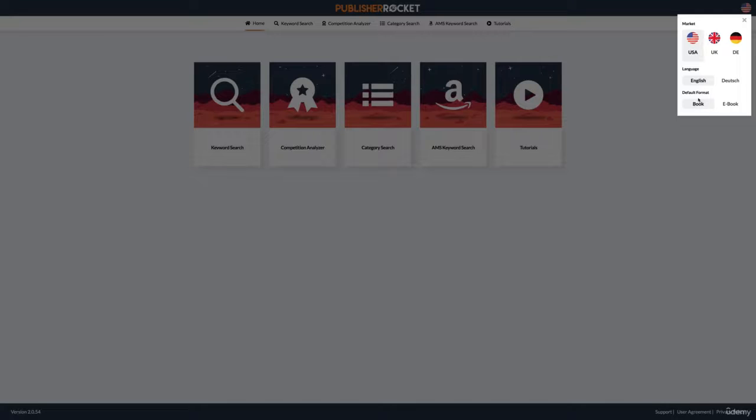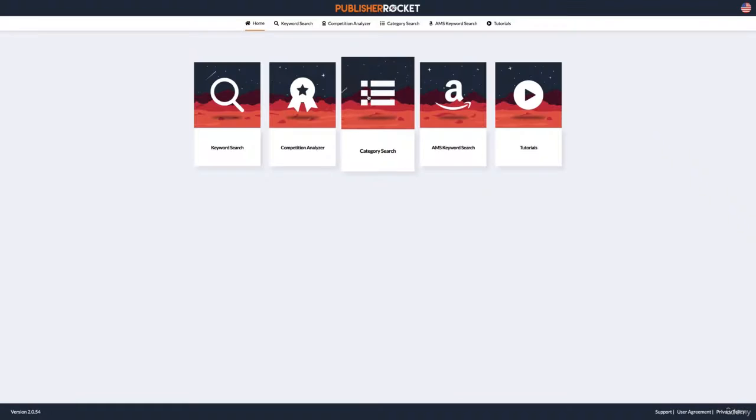Of course, I want to analyze the book market. Now, why am I not clicking on ebook? No one buys an ebook that has no content. If we're selling a low content book, like a notebook with literally no content in it, then it doesn't make sense to publish it as an ebook. In my case, I would just click right here on book and see how the data really looks.